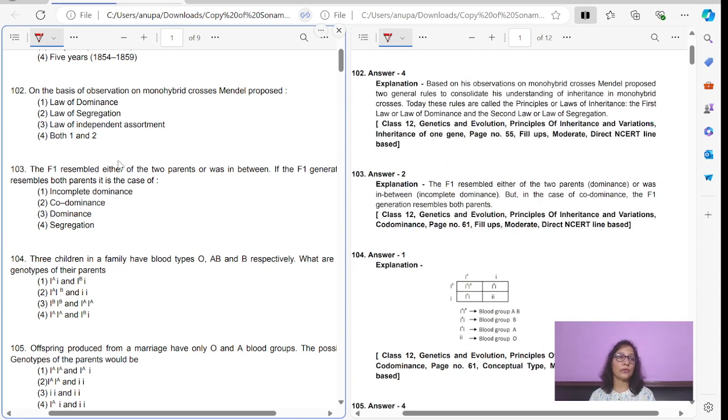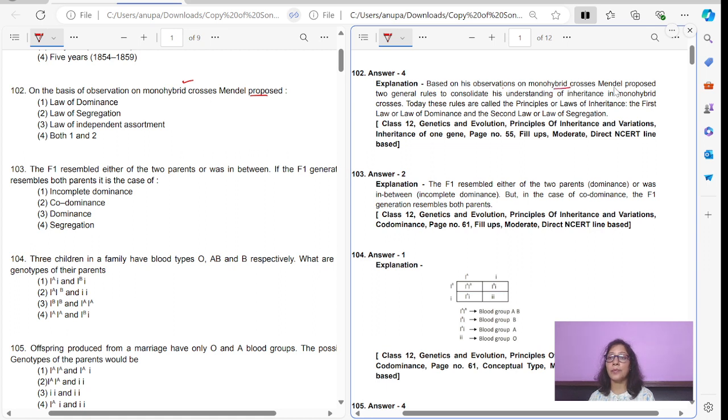Question number 102 states that on the basis of observation on monohybrid crosses Mendel proposed, means by observing the monohybrid crosses, what laws Mendel proposed. So based on his observation on monohybrid crosses, Mendel proposed generally two rules, and he did it to consolidate his understanding of inheritance in monohybrid cross. And today these rules are called principle of inheritance or laws of inheritance. The first law is known as the law of dominance, and the second is the law of segregation.